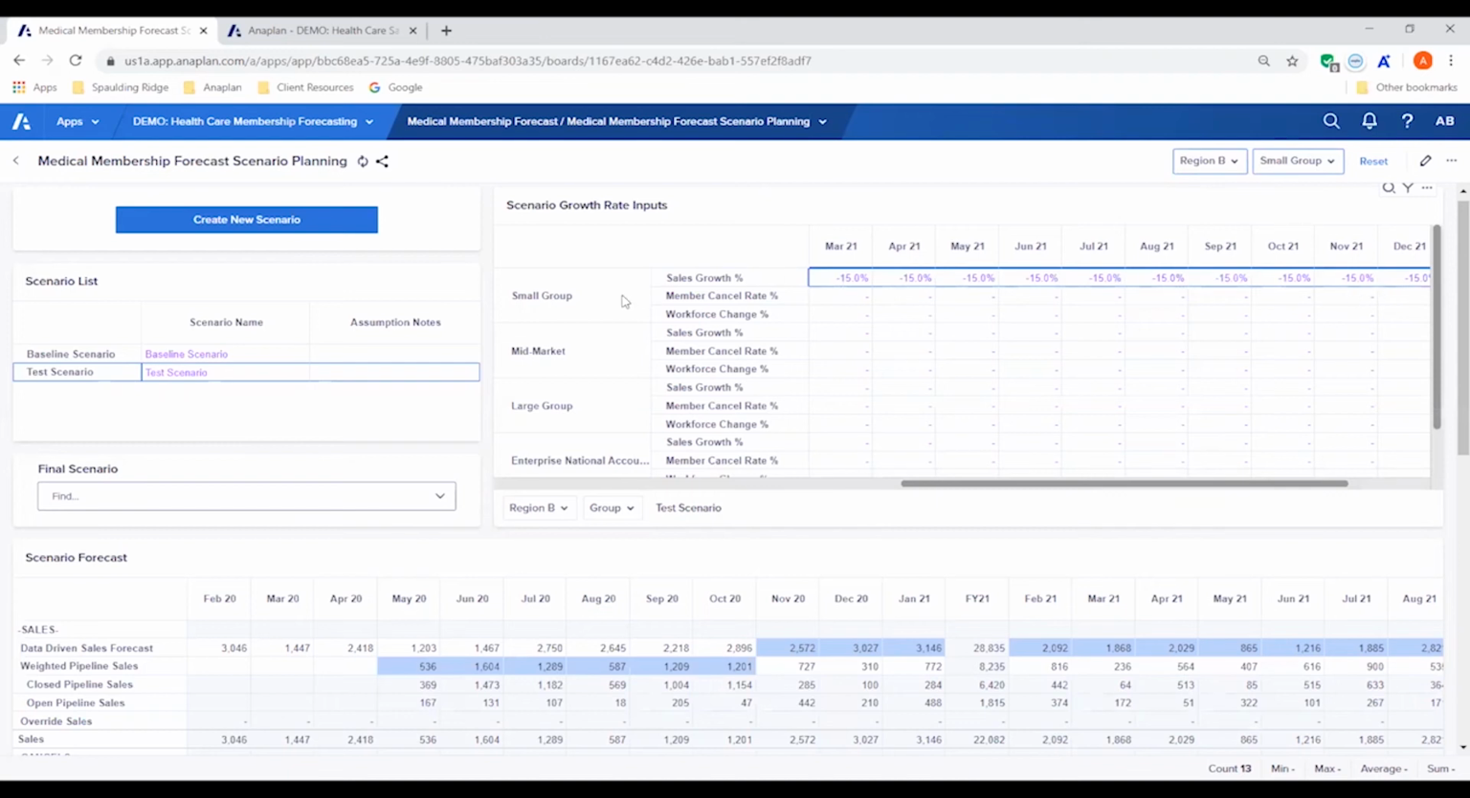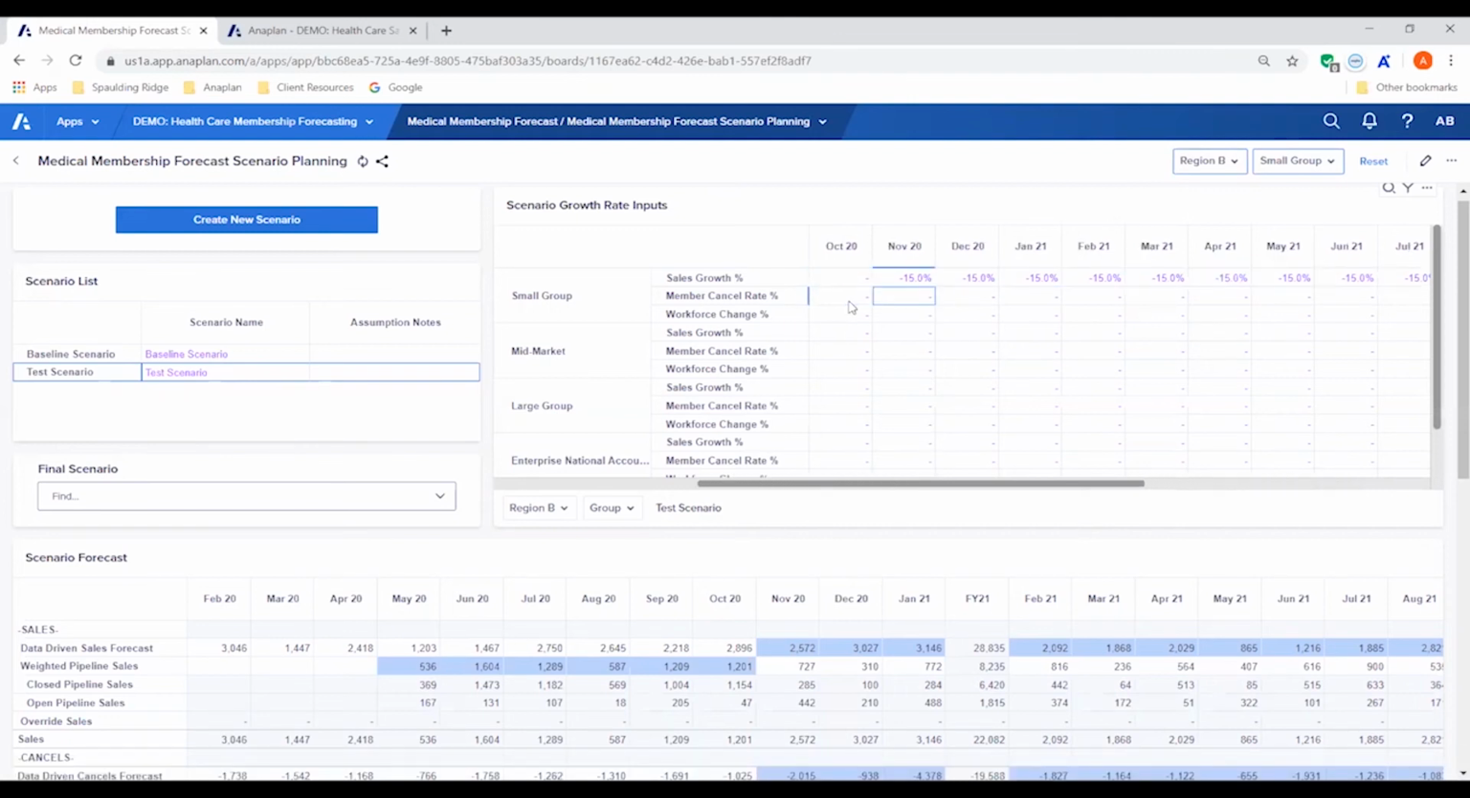On the flip side, in the small group space, where this is mainly composed of maybe smaller businesses, our cancel rate may also be going up due to the fact that small businesses may stop being able to afford medical insurance or they've gone out of business. So we're going to increase our cancel rate as well.